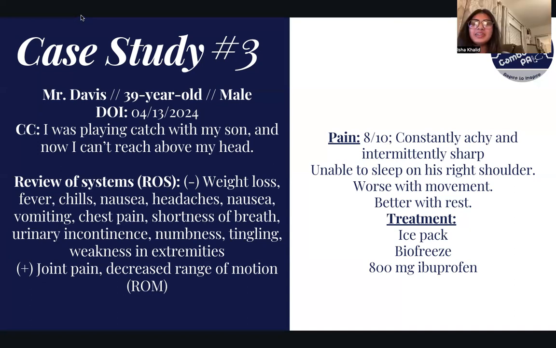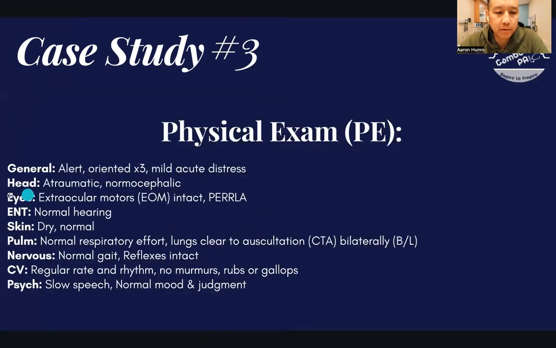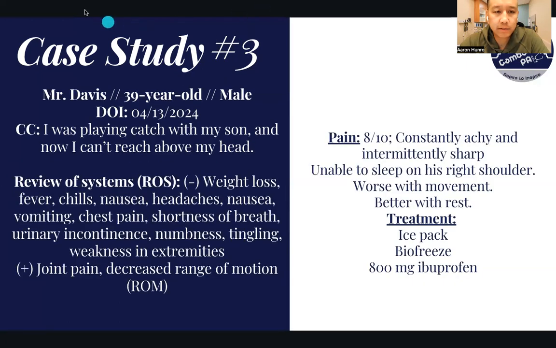Thank you. All right. Who can go ahead and read us the right side of the slide, please? I can do that. So for his pain, he's describing it at an 8 out of 10. He's saying it's constantly achy and intermittently sharp, unable to sleep on his right shoulder, worse with movement, better with rest. And for the treatment, he's tried an ice pack, biofreeze, and 100 milligrams of ibuprofen. Perfect. All right. Thank you, ladies. So let's go ahead and have somebody try to create an HPI for us. I'll leave the slide up so somebody can create it.